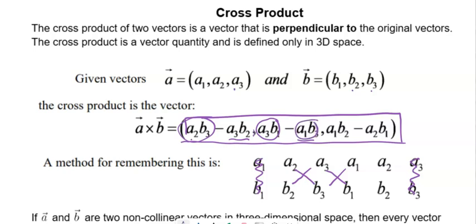The last one follows the same pattern. It's A1 times B2, and then you take away A2 times B1. And then the result of that algebra is the value of the coordinate in that position.